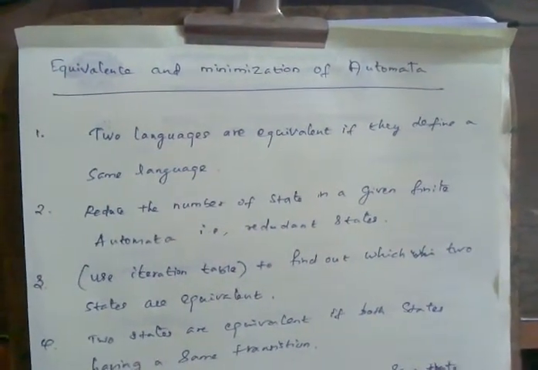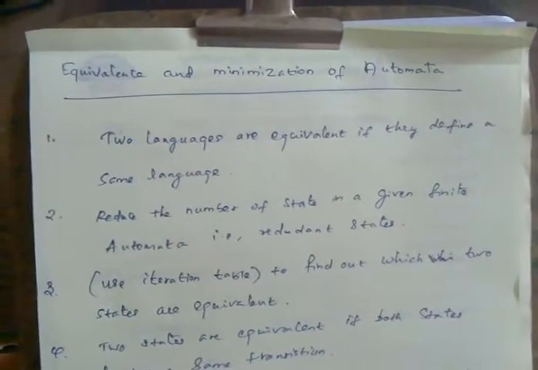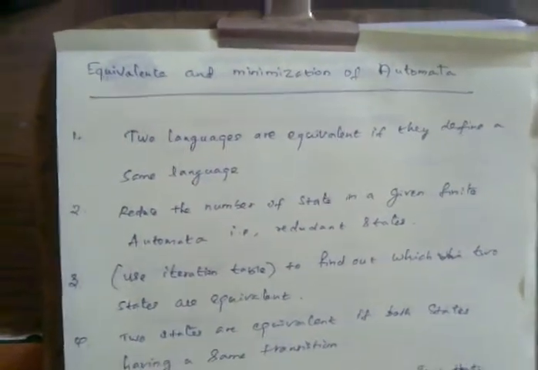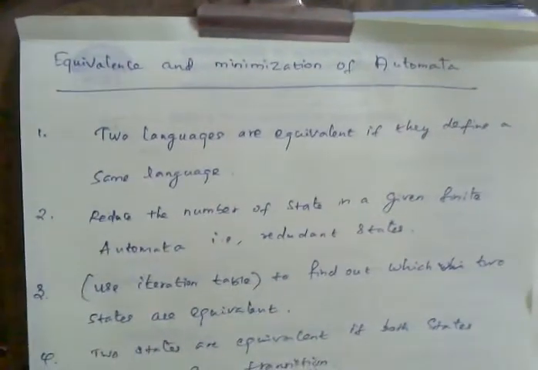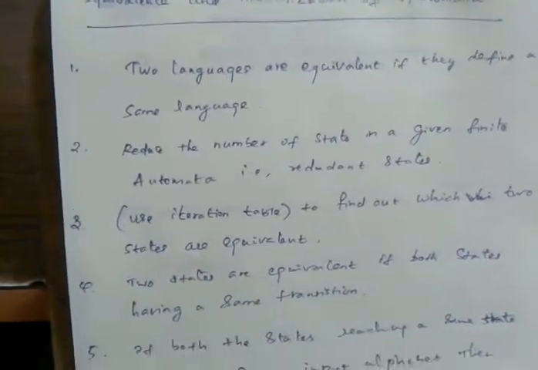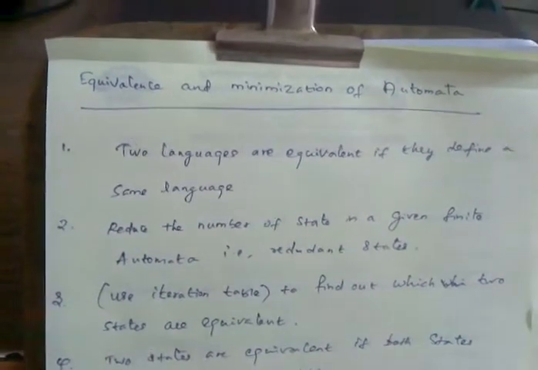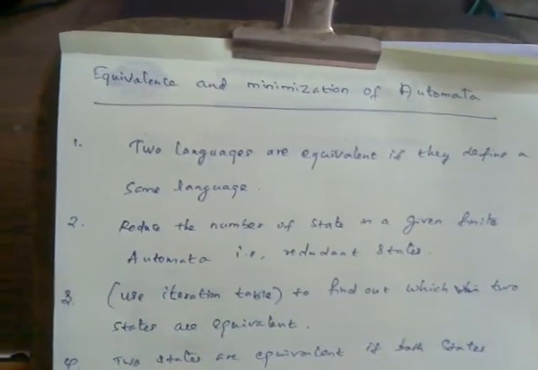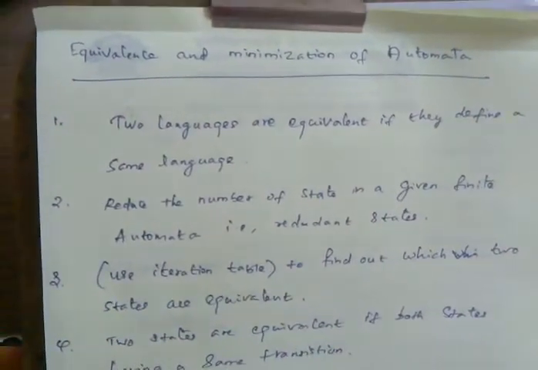Hi friends, so today we are going to see the minimization of automata. The title is equivalence and minimization of automata. There are some steps for converting the automata into a DFA, a minimized automata.